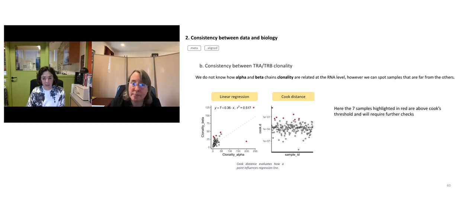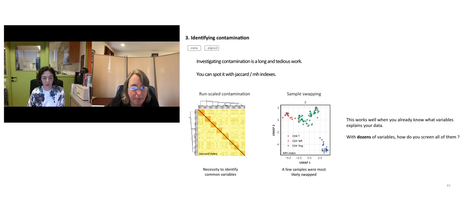In a particular run, I highlighted 7 samples here in red that had more beta chains than alpha chains. And another one was the opposite. In fact, one had higher clonality for the alpha chain compared to the beta chain. So again, this is a way to identify samples for which something went wrong during the preparation.